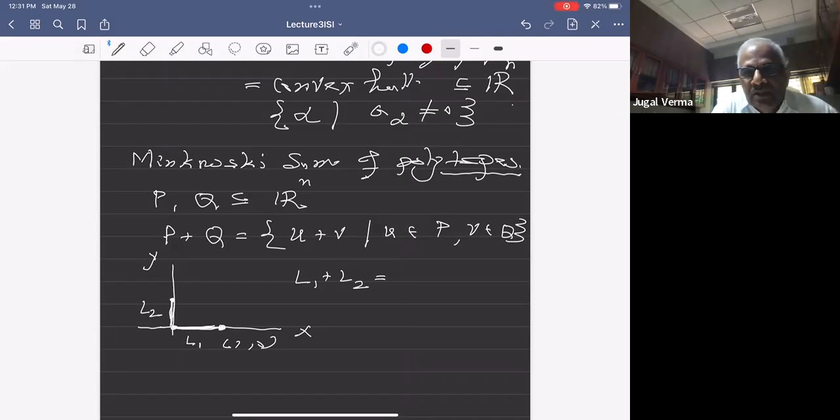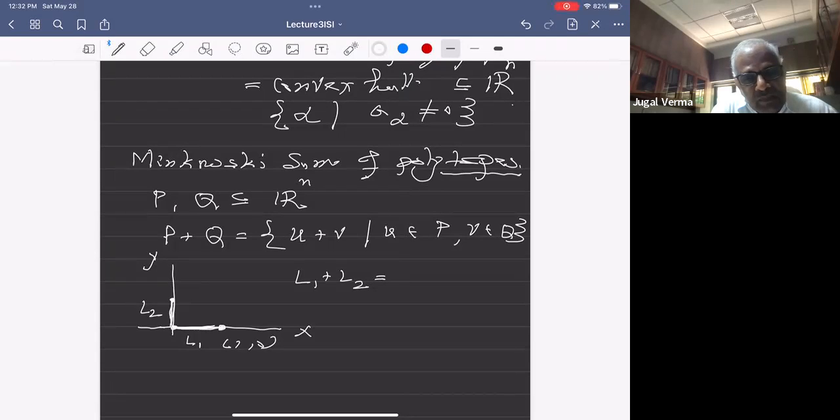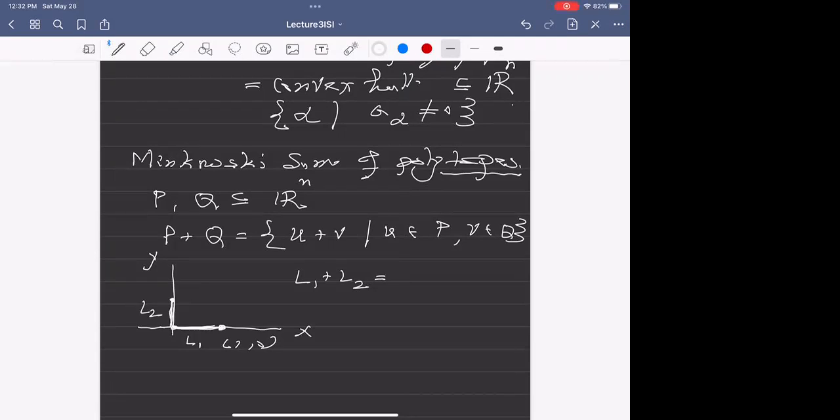So you should be able to answer this. Anybody? What is the Minkowski sum? It is the triangle joining two vertices L1 and L2. Triangle. Rectangle, says rectangle. Square or rectangle? Is it a unit square? It is a unit square.